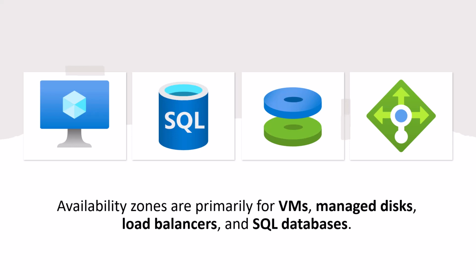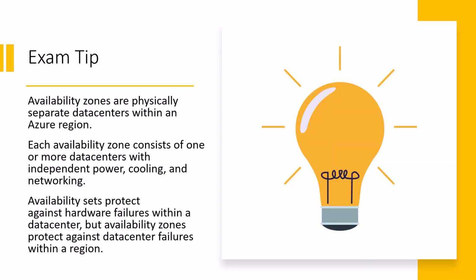So when sitting the exam, you want to remember that availability zones are physically separate data centers within an Azure region. Each availability zone is made up of one or more data centers, each equipped with their own independent power, cooling, and networking. This means that if one zone goes down, the other continues working. So while availability sets, which we covered earlier, protect you from hardware failures within a data center, availability zones protect you from data center failures within a region.